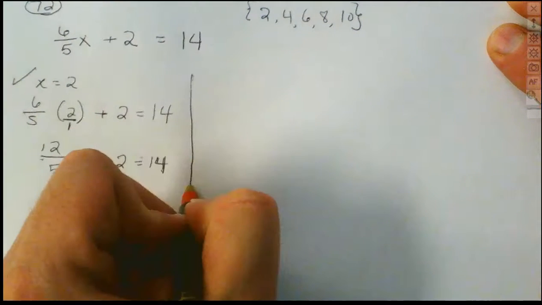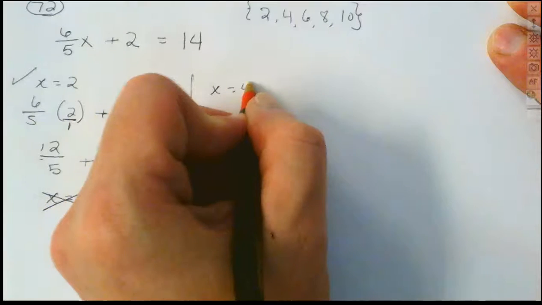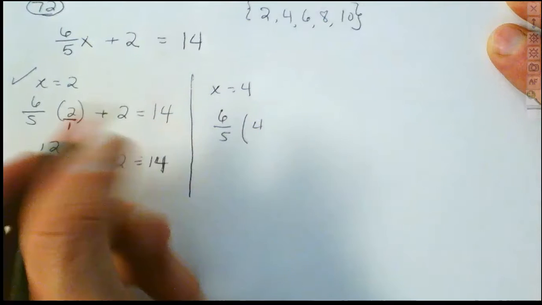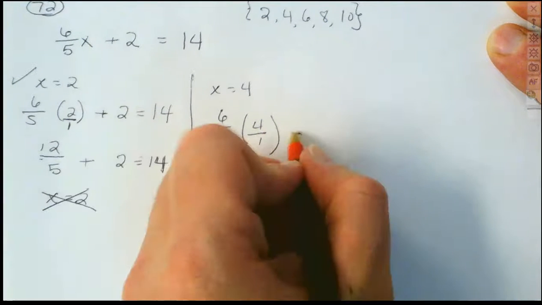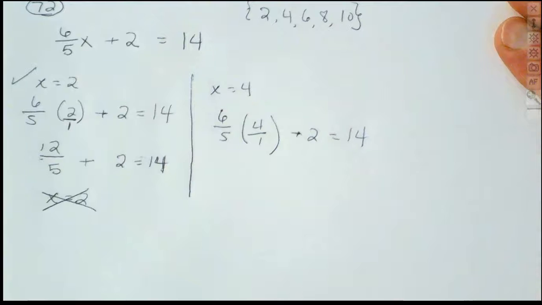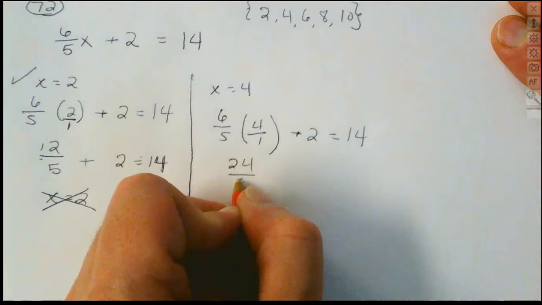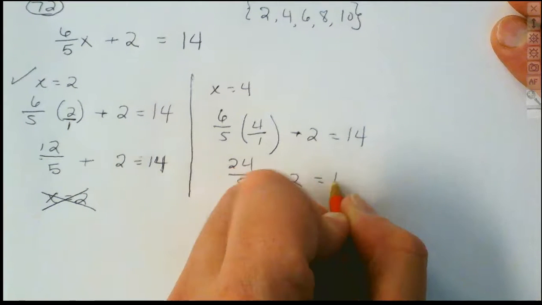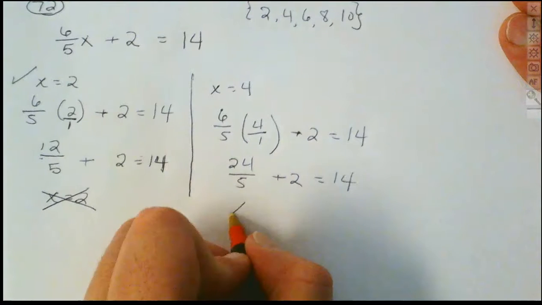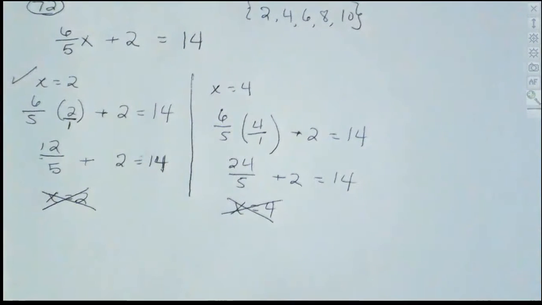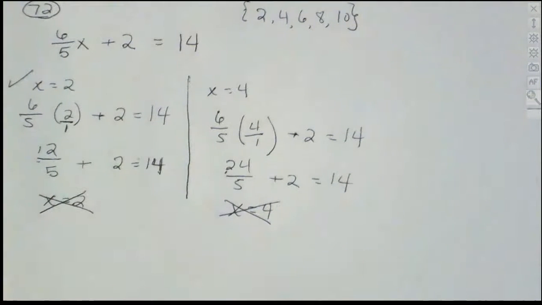What about 4? Let's see if 4 is going to work. And I'll write that as 4 over 1 here. And 4 is not going to work either, because 6 times 4 is 24. And that's not going to work. Why is that not going to work? Because what do we have on the left-hand side? Fraction. Do we have a fraction on the right-hand side? No.